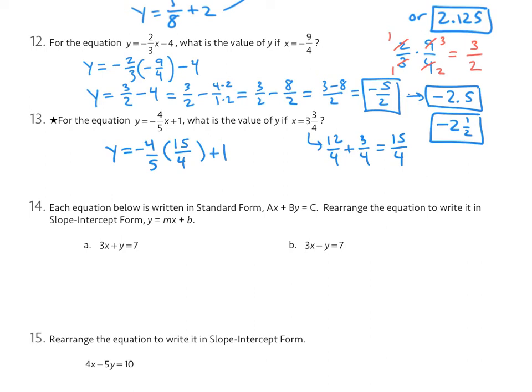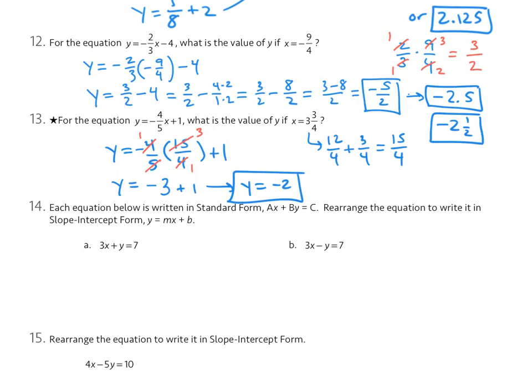4/5 times 15/4. I can multiply the top and the bottom numbers, but I can also cancel disguised forms of 1 first. 4 over 4 is equal to 1, and 5 divides into 15 3 times. So I can reduce the numbers that I'm working with. Negative 1 times 3 is negative 3, and that's negative 3 over 1, so just negative 3. Then bring down the plus 1. Now I have y equals negative 3 plus 1, or y equals negative 2.